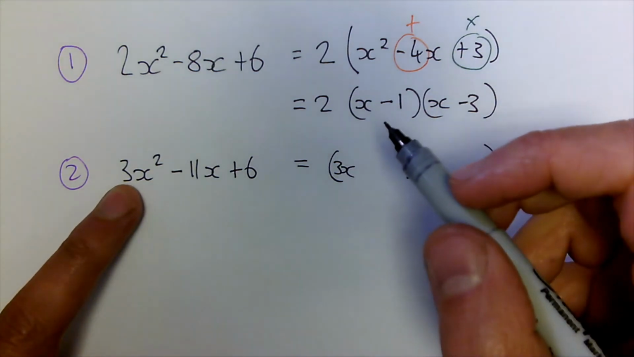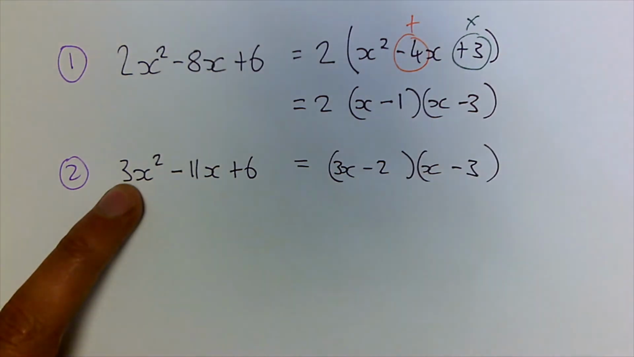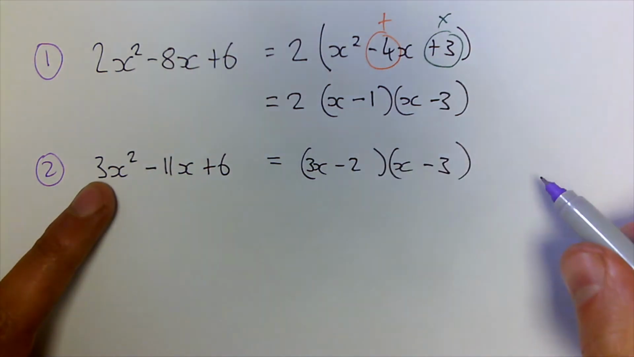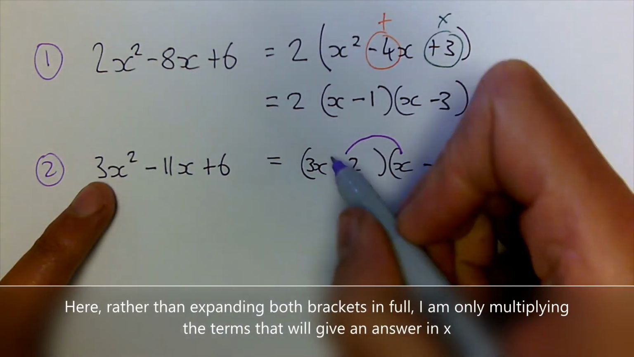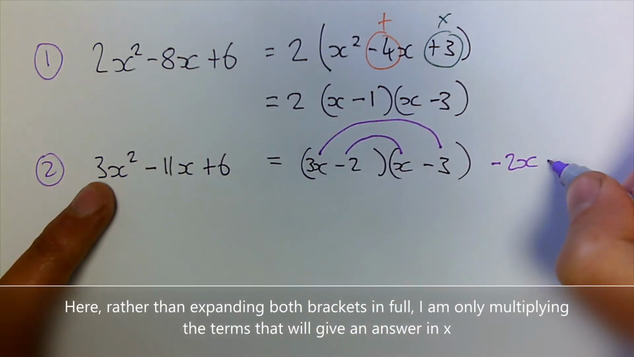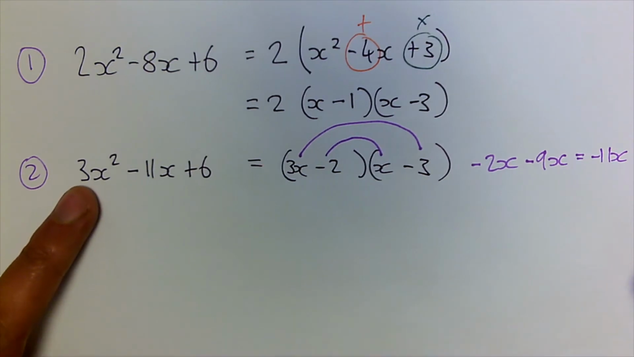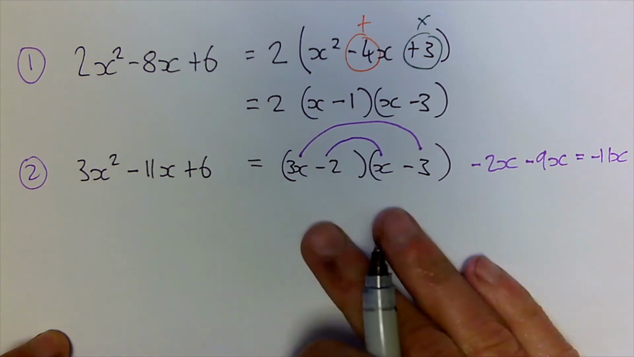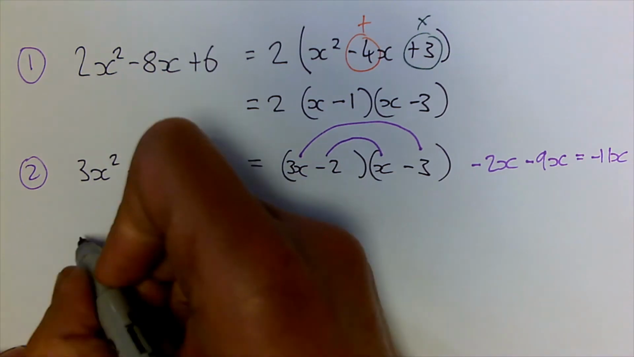We will try negative 2 and negative 3. So when we multiply this out, if we expand these brackets, we would have negative 2x by x, which is negative 2x, and we would have 3x by negative 3, which is negative 9x, and the sum of those is negative 11x. So actually this expansion would work. So this is correct. But this is quite tricky to do, and in the exam it's a lot of pressure. So there is another method, and it goes like this.